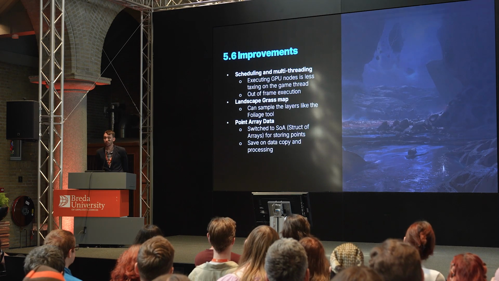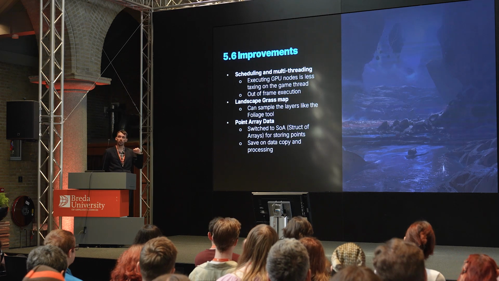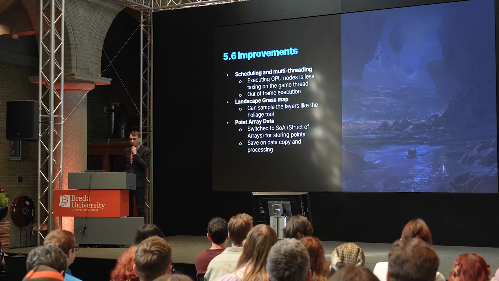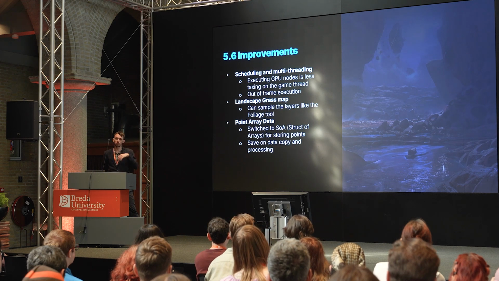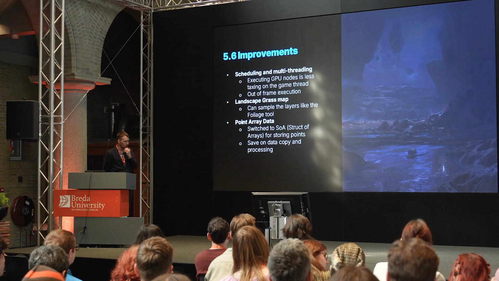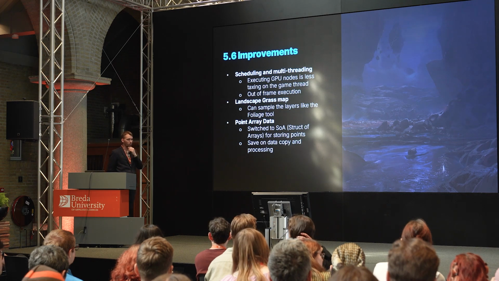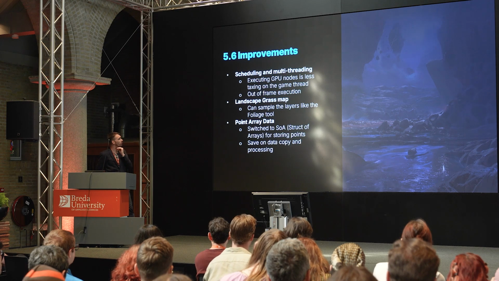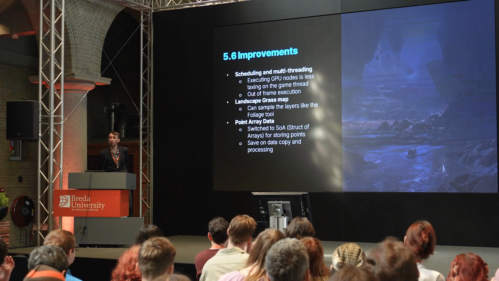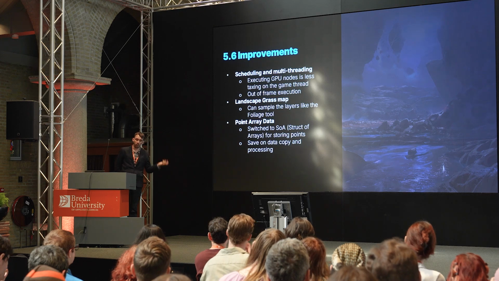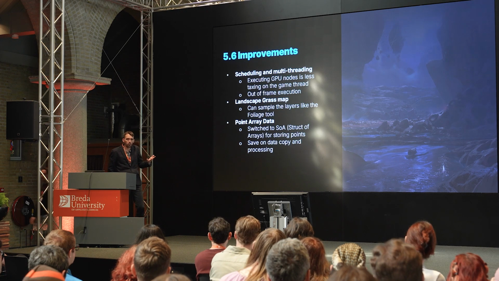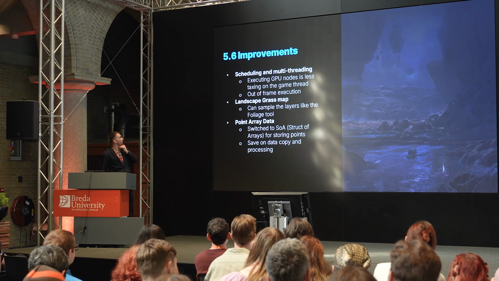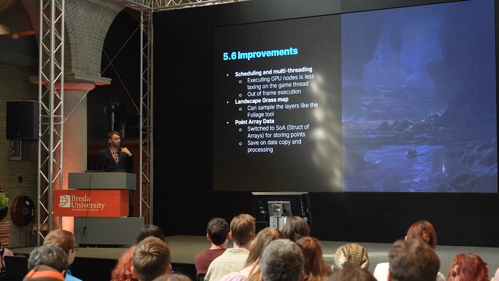So now a few things that are coming in 5.6 that will be improving the experience I just showed you. First thing is that scheduling and multi-threading will be better. The GPU nodes were taxing on the game thread, even if it was fast going on the GPU, just the preparation was long on the game thread. We also had problems with memory leaks when we're just running around at runtime. So that's going to be fixed in 5.6. Also, we have out-of-frame execution. So when you have nodes that can be executed outside of the game thread, like sampling the landscape, you don't have to be on the main thread for that, and you don't have to wait for the main thread to tell you, oh, okay, you can go.